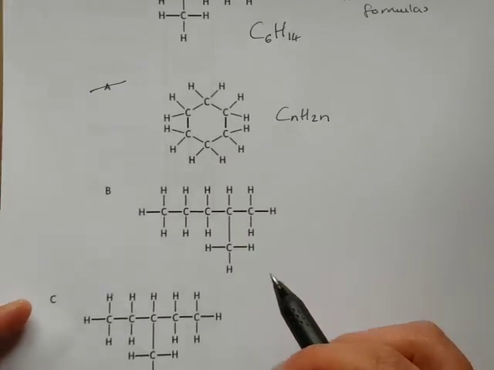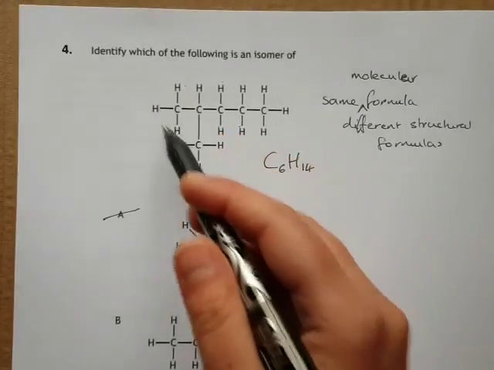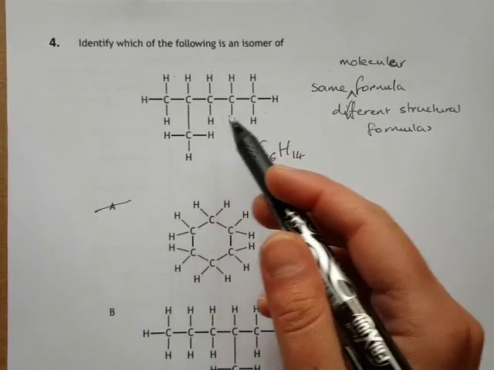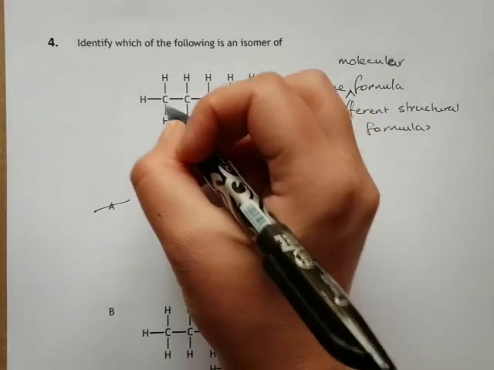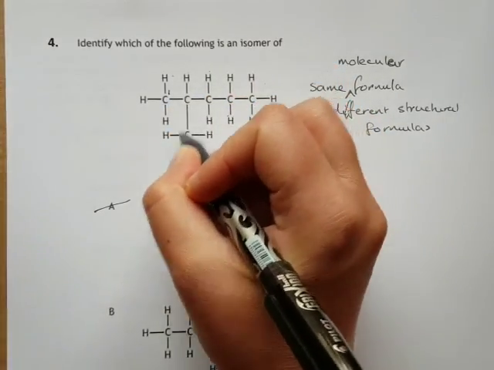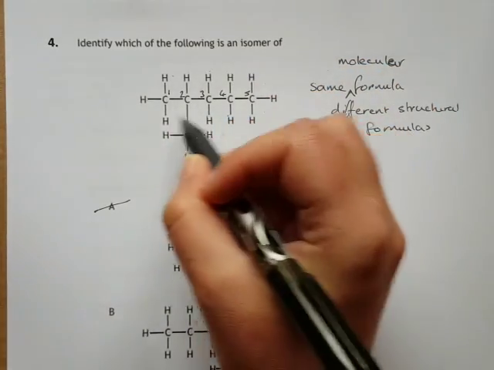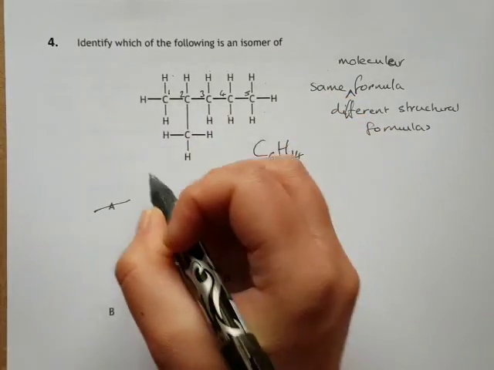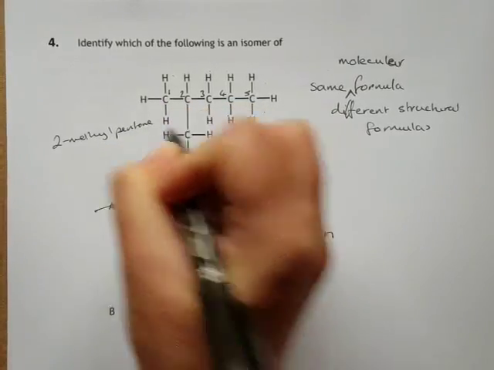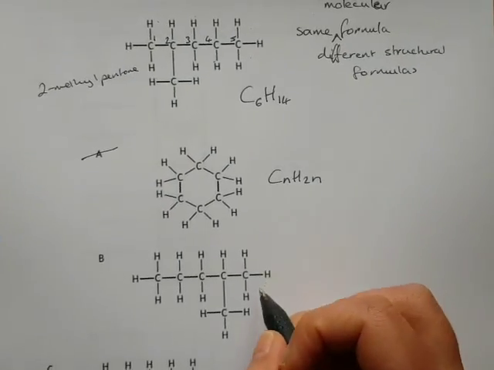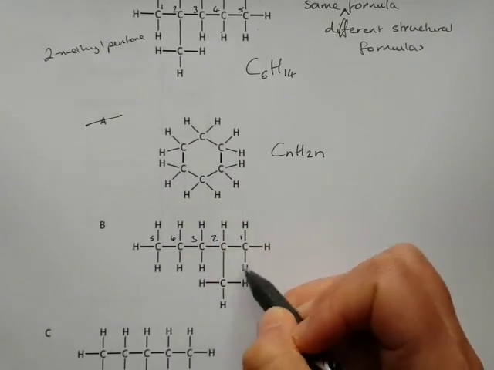B looks like it might be correct, but the problem with B is actually B is just the same molecule as A, so it can help you if you're struggling with this to name the structure. If you're asked to find an isomer, it can help you to name, or at least to number the carbons, because remember, we number the carbons from the end closest to the branch. So this molecule here would be 2-methylpentane. And if we look at B, if we number the carbons from the end closest to the branch, we can see that B is also 2-methylpentane.